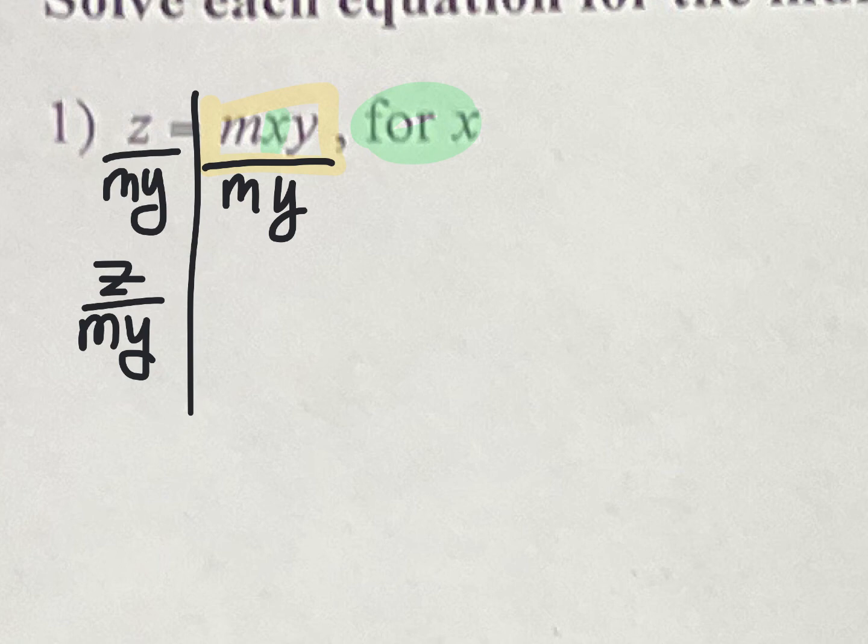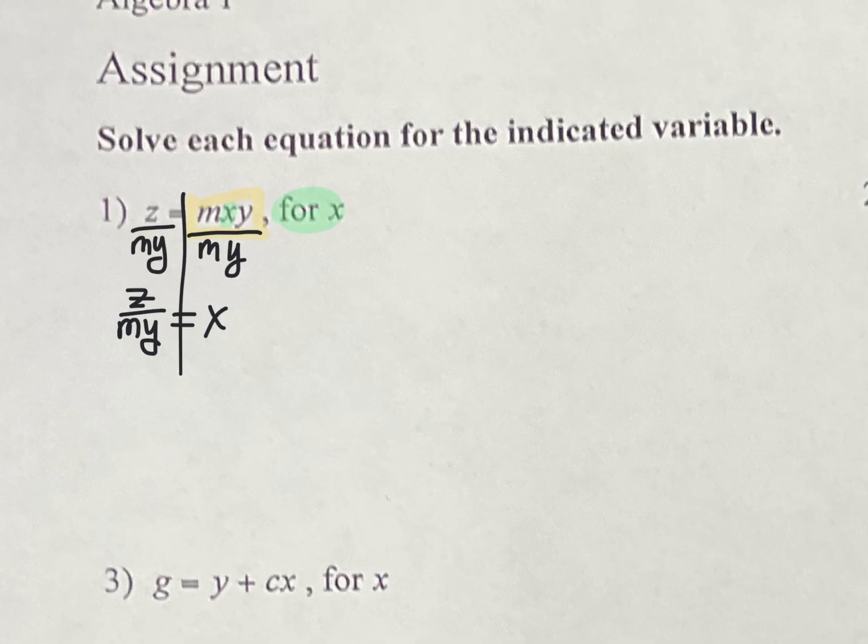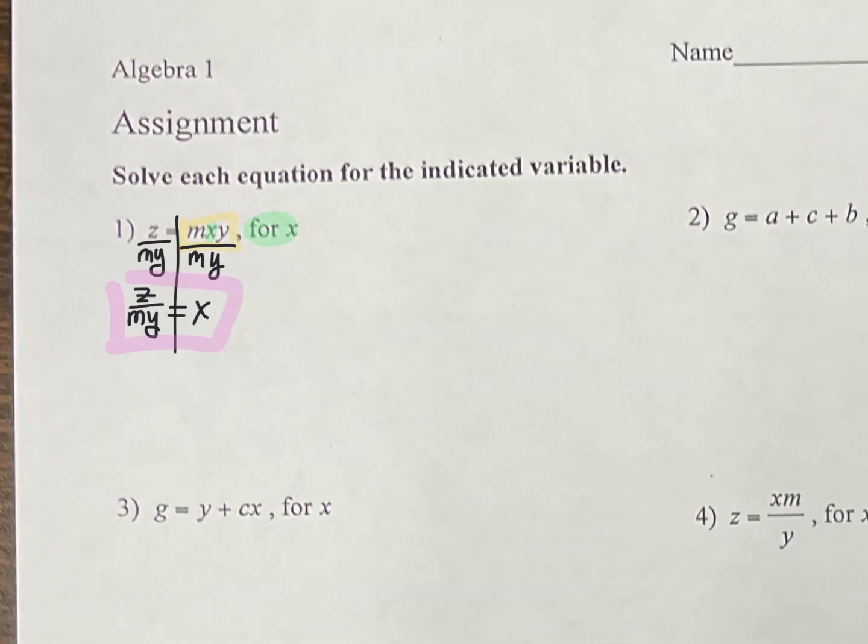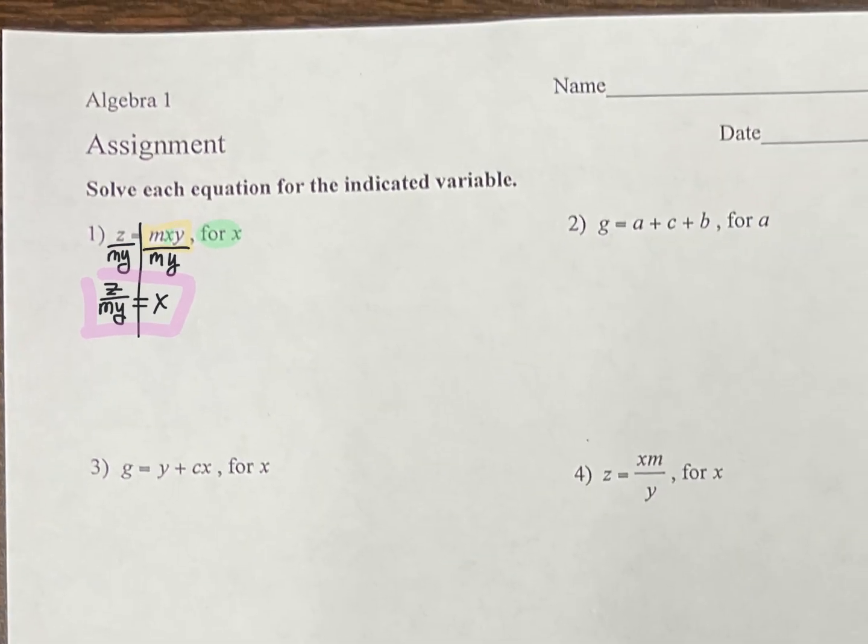And then what is left over on the other side after we cancel? That X is by itself, correct. So we're just going to say equals X. And that, friends, is your answer. It's just rearranged, okay? I'm going to do one more. Actually, that's not true. I'm going to do two more.